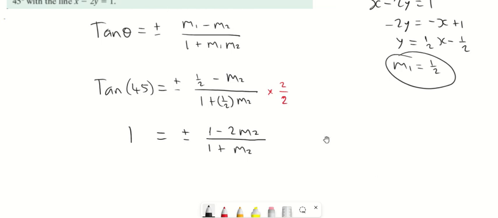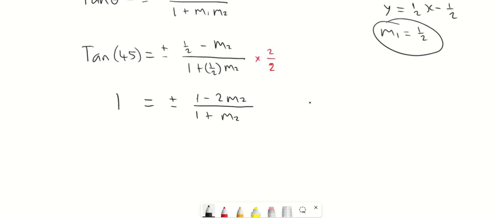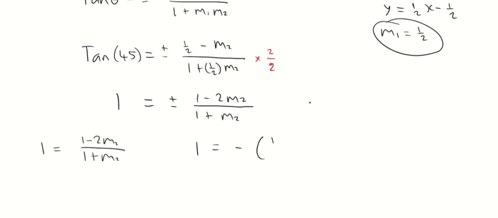And so I'm going to get two equations then. So I'm just going to do it with a plus first and then with a minus. So 1 equals positive 1 minus 2m2 over 1 plus m2. And then 1 equals, and it's minus all of that, so 1 minus 2m2 over 1 plus m2.